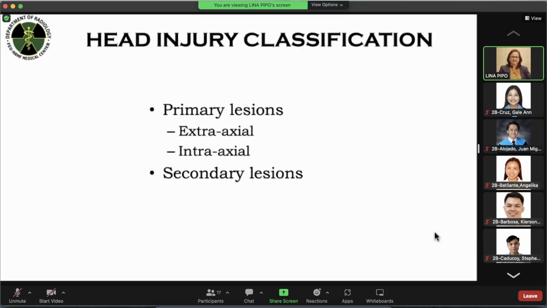So next are your head injuries. You have classifications, the primary lesions and secondary lesions. For our primary lesions, we have extraaxial and intraaxial. And then the secondary lesions. Our primary lesions occur as a direct insult of a blow to the head. They are your immediate injuries. They can either be extraaxial or intraaxial. While your secondary lesions are an indirect result of the injury. They may occur hours or even days after the trauma.